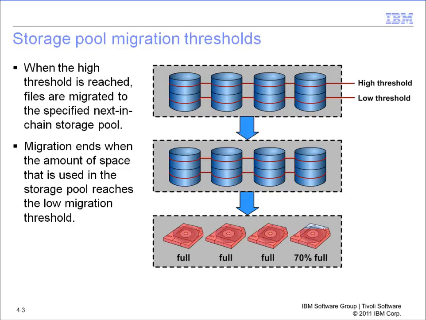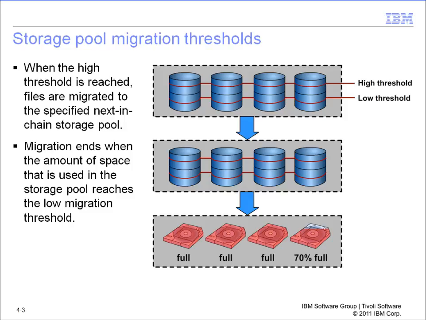The way we set migration is with thresholds. There's a high threshold and a low threshold. By default, the high threshold is 90% and the low threshold is 70%. This means when your disk volume is 90% full, it's going to kick off migration, and it will migrate the data until it reaches 70%. This way, you've made more room in your primary destination pool for the incoming data.